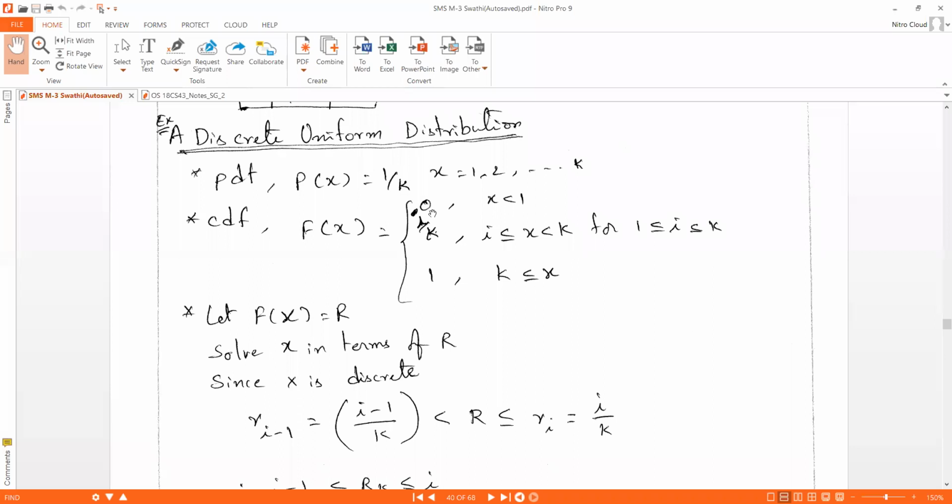F of x is equal to 0 when x value is less than 1. And F of x is equal to i by k when the x value lies between i and k, that is i less than or equal to x less than or equal to k. For all i, 1 less than or equal to i less than or equal to k, F of x is equal to i by k. Else F of x equal to 1 when k is less than x. That is the CDF for discrete uniform distribution.